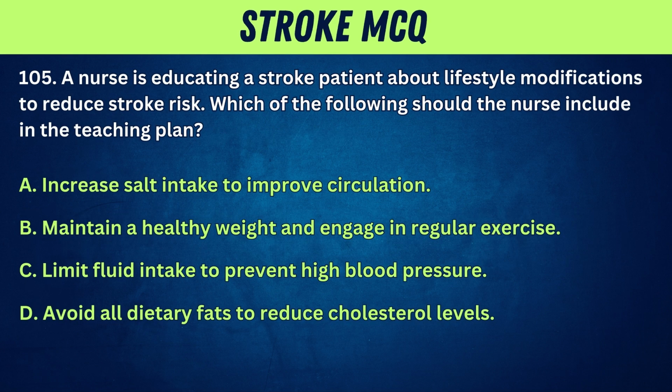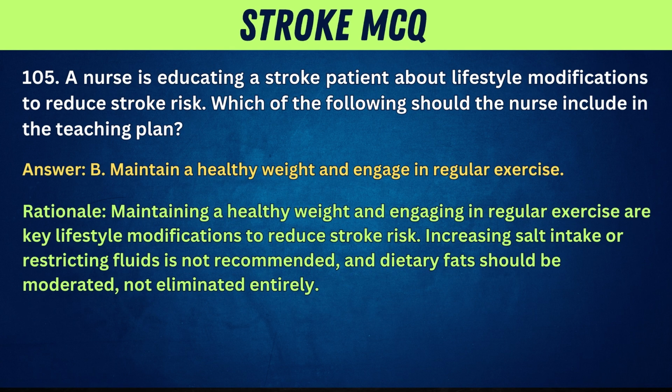105. A nurse is educating a stroke patient about lifestyle modifications to reduce stroke risk. Which of the following should the nurse include in the teaching plan? A. Increase salt intake to improve circulation. B. Maintain a healthy weight and engage in regular exercise. C. Limit fluid intake to prevent high blood pressure. D. Avoid all dietary fats to reduce cholesterol levels.